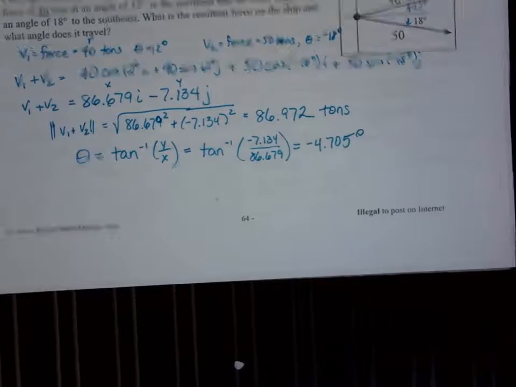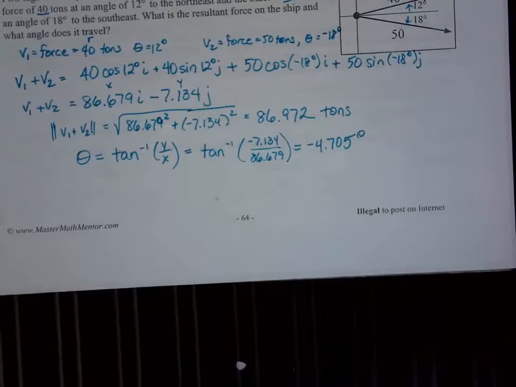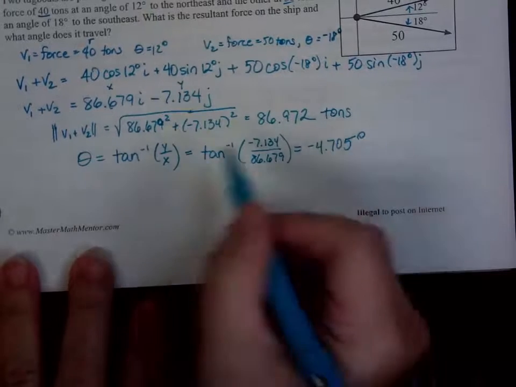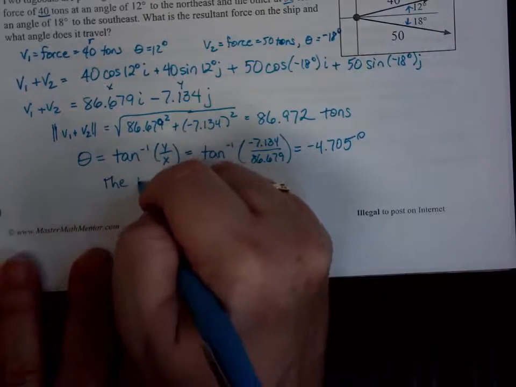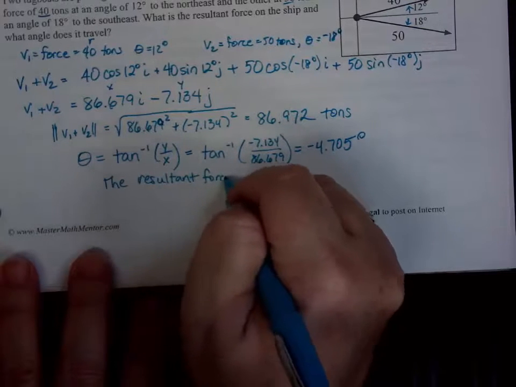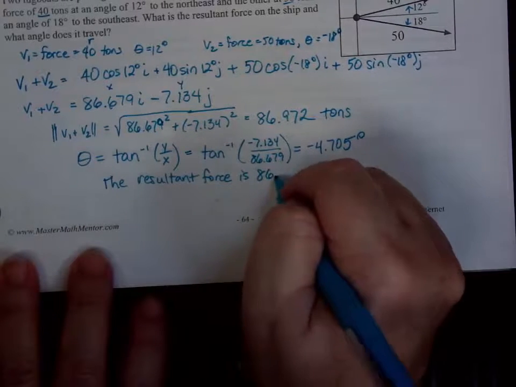All right. So let's write a sentence saying what we solved. What were we looking for? The resultant force on the ship. That was the 86 number. So the resultant force is 86.972 tons.